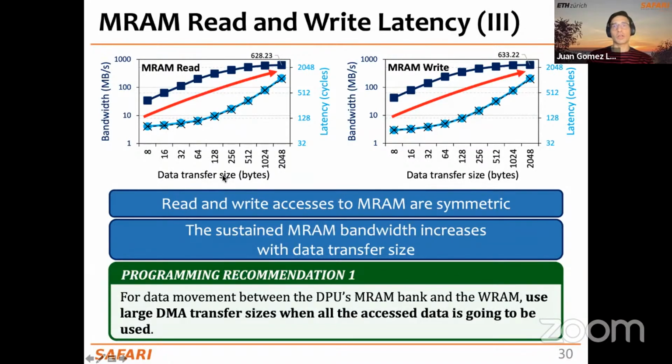The other observation here is that it's better to use larger transfers, right? So if you are going to access data that you bring from the MRAM to the WRAM, it's better to use larger data transfers, essentially because we are exploiting higher bandwidth. As you see, for 1024 or 2048, we are at the maximum, and the bandwidth is already pretty flat, and it's significantly higher than for 8 or 16 bytes.